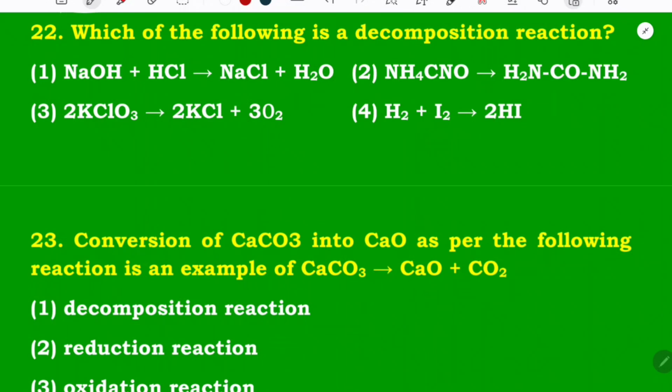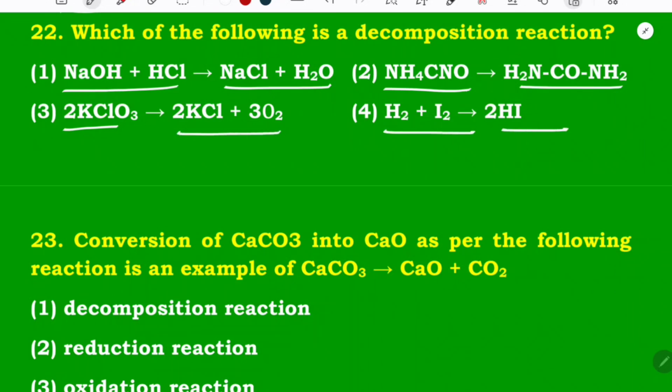Which of the following is a decomposition reaction? Decomposition means one reactant is splitting into two or more products. In all the cases you can observe: here two reactants, two products. Here one reactant to one product. Here one reactant to two products. Here two products, one reactant. So one reactant is converted to two products, which means this is a decomposition reaction.